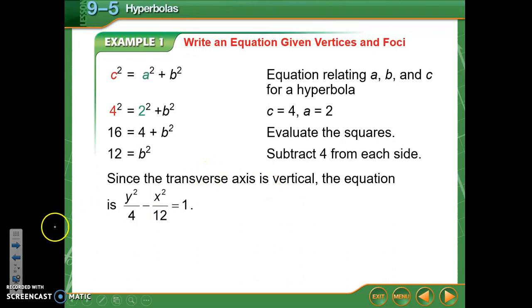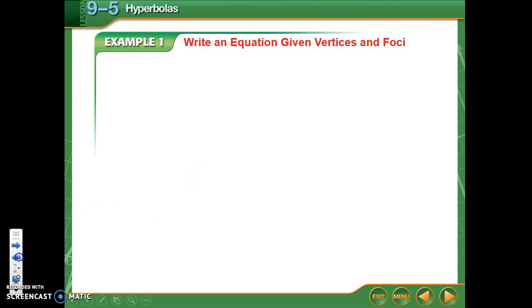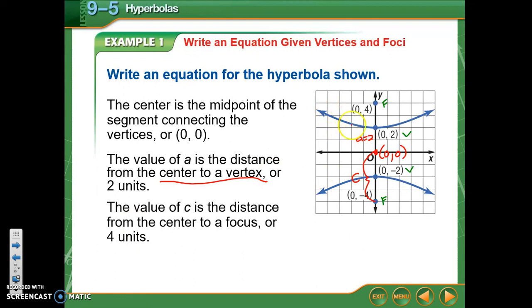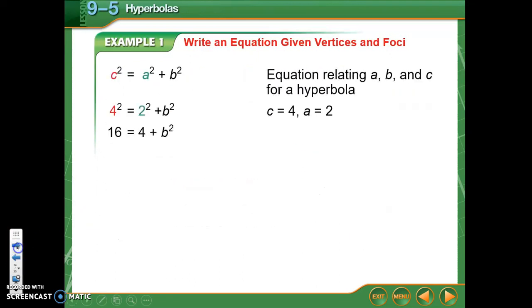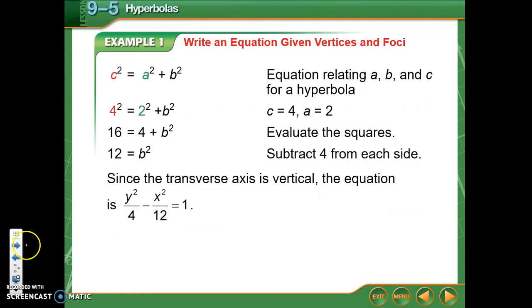This is a vertical hyperbola. We can go back and look real quick. Notice it's opening up and down, so it's vertical. That means that the transverse axis number needs to go under the y. So y squared over 4 minus x squared over 12 equals 1.